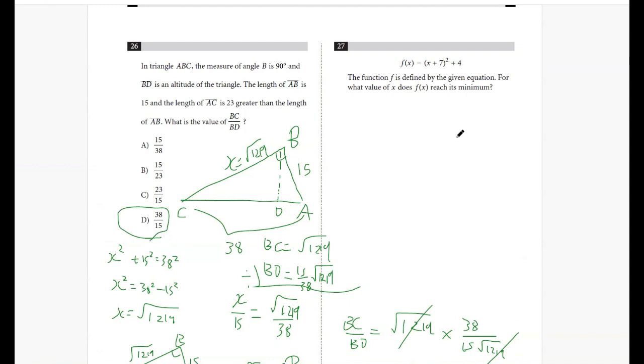The function f is defined by the given equation. For what value of x does f of x reach its minimum? So I need to work this out. So this becomes x squared plus 14x plus 49 plus 4, which is equal to x squared plus 14x plus 53.